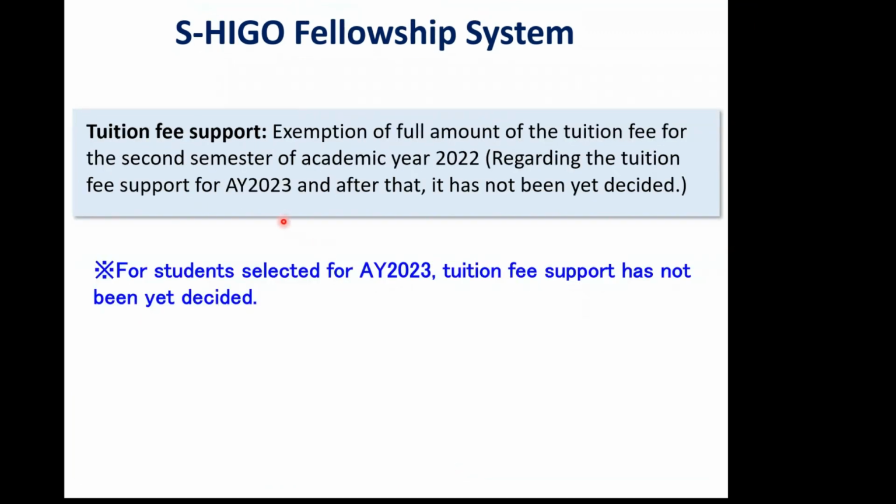In the S-HIGO fellowship program, we also provide tuition fee support, so that an exemption of the full tuition fee will be provided for the second semester of academic year 2022 for those selected in this October session. But the fee support from the next year for the same student has not been decided. We'll do our best to provide the support, but it's not confirmed yet. And for the students who will be recruited for academic year 2023, tuition fee support has not yet been decided.